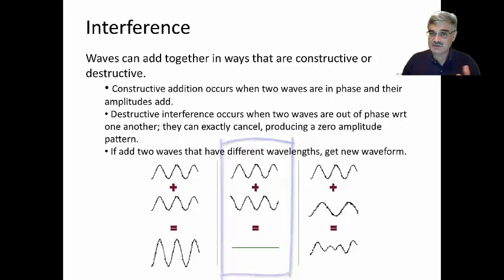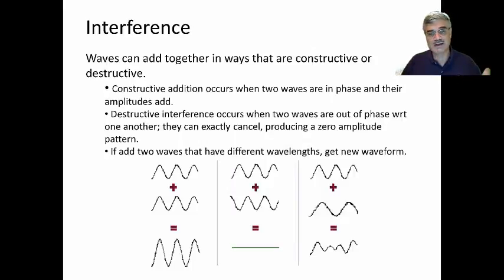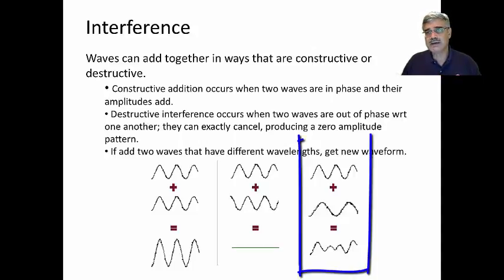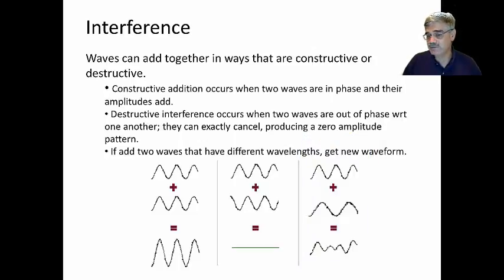Now, this canceling is hard to achieve, to get exactly lined up, but two sound sources can interfere with each other in ways that are destructive, so that the total volume is much less than the sum of the two. Those two examples of constructive and destructive interference apply if the waves have the same frequency. More often, we add waves together that have different frequencies, as shown in the right example. When you add two waves that have different frequencies or wavelengths, what you get is just a jumble, a cacophony.